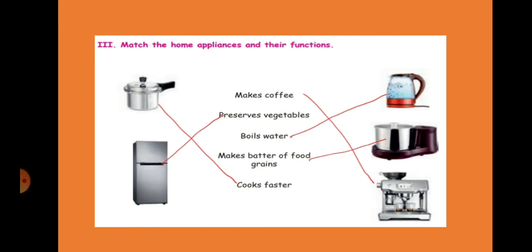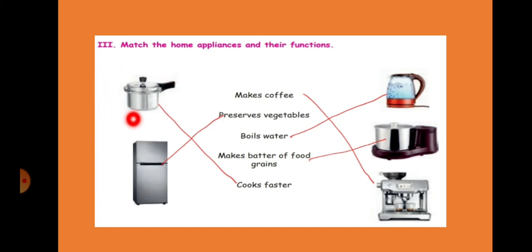Yes, third Roman number. The third is match the home appliances and their functions. Here are some home appliances. Home appliances means those which we use in the kitchen. We have to match them with their functions, for what that home appliance is useful. So we have to match it.